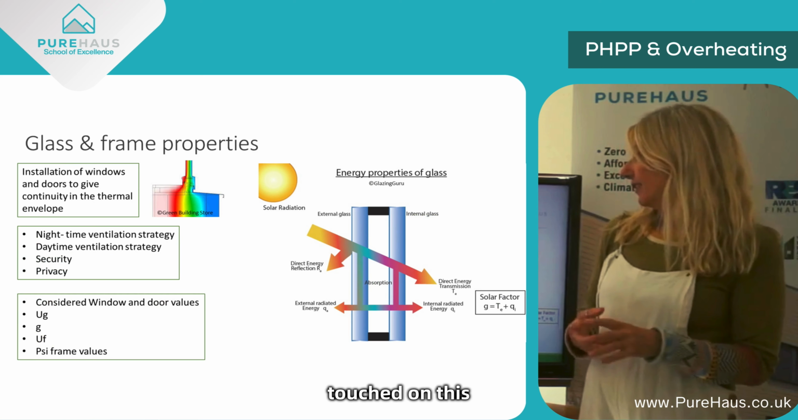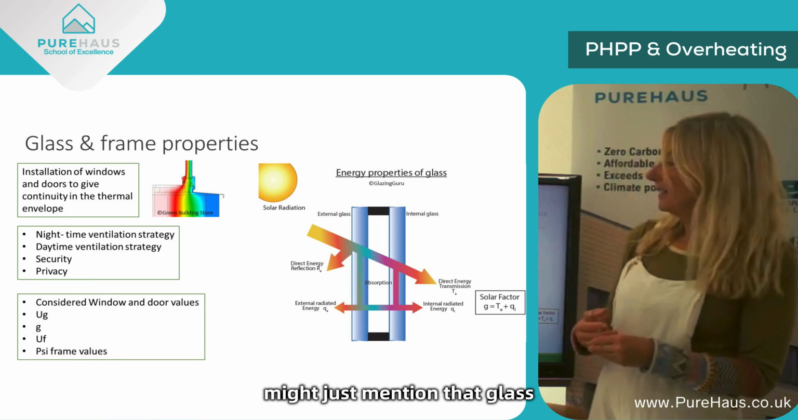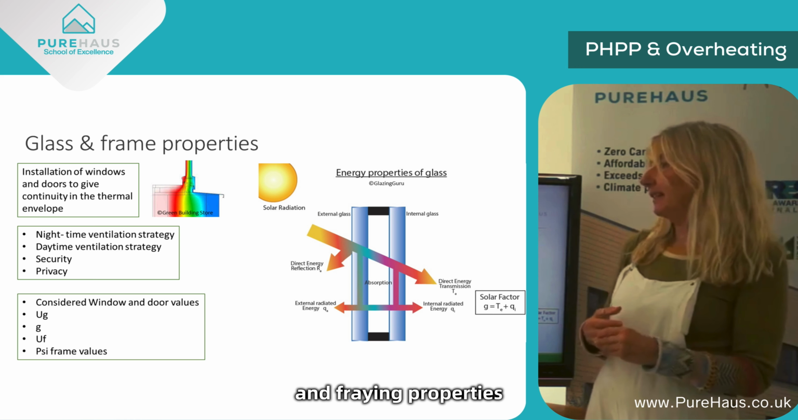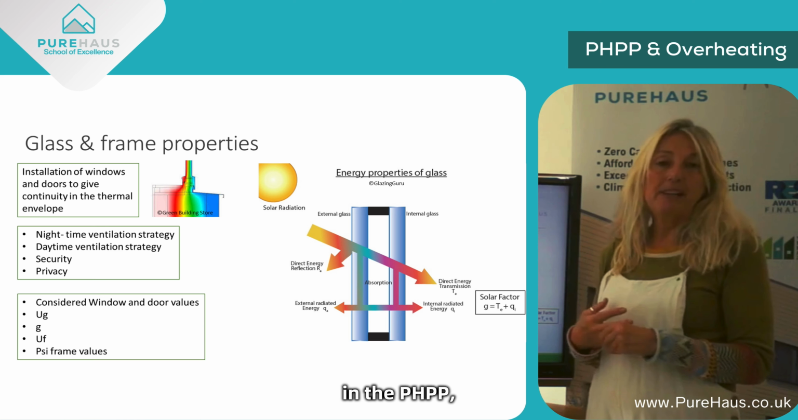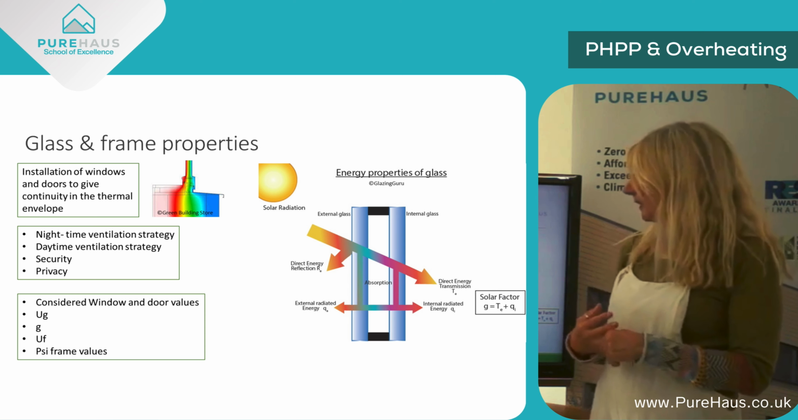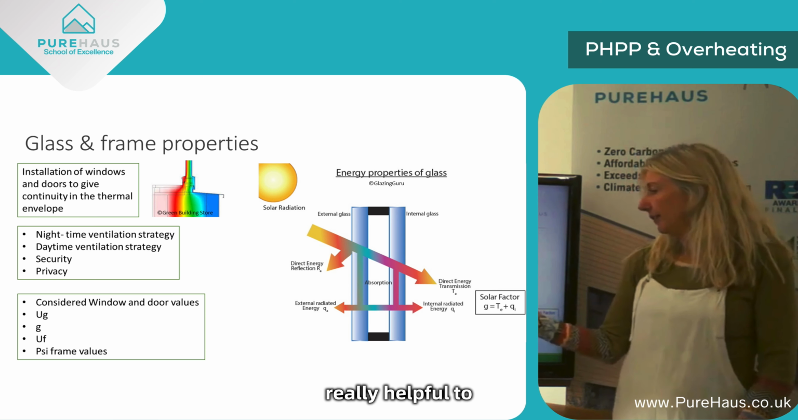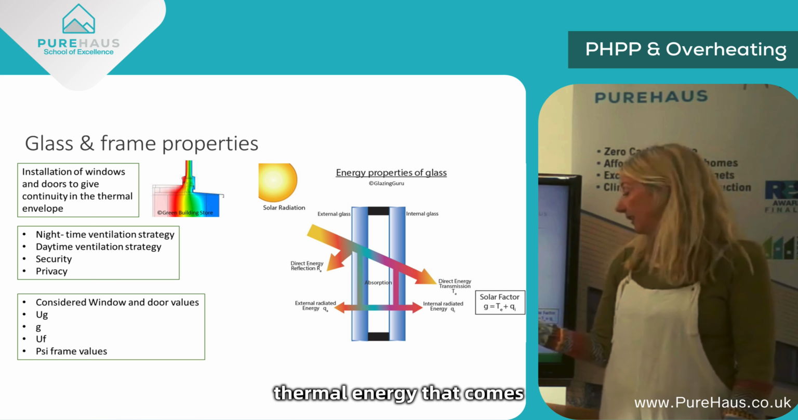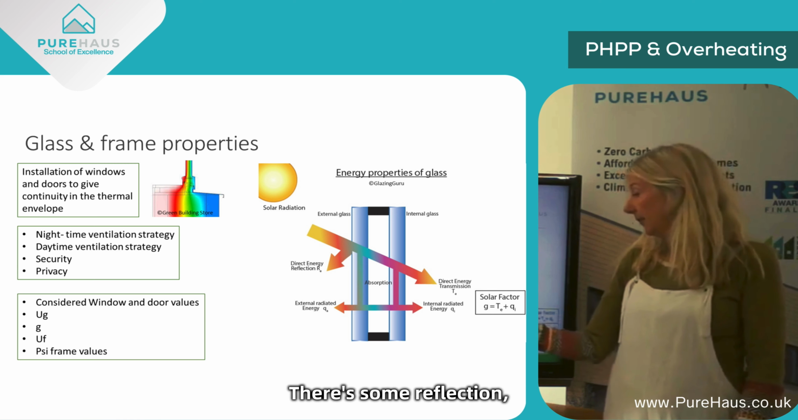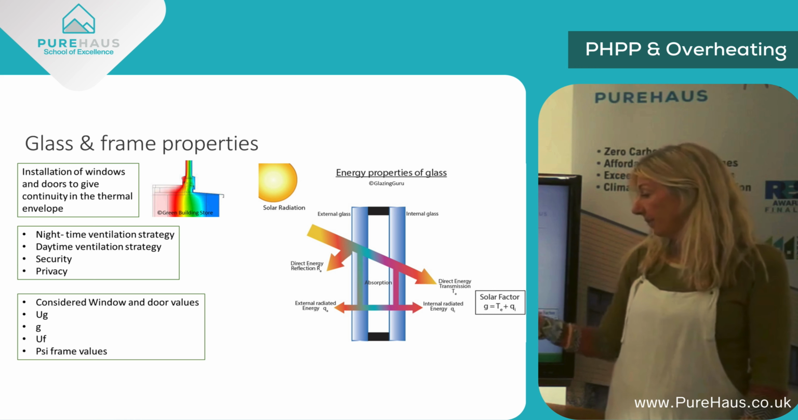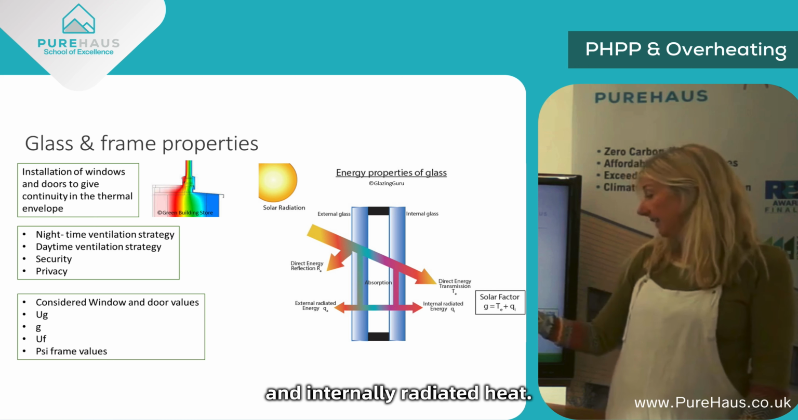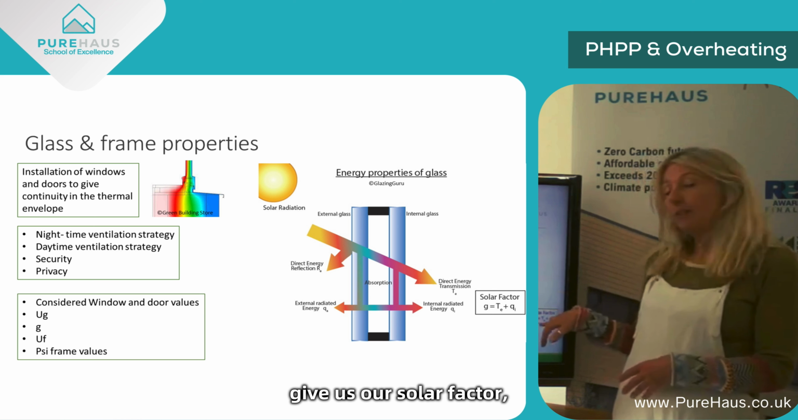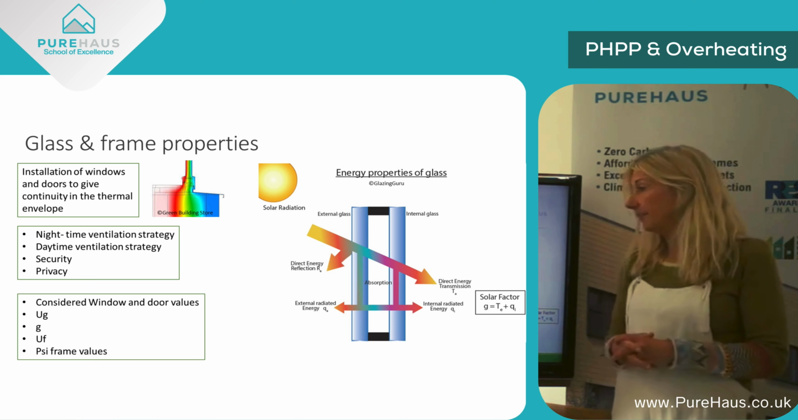And I'm sure we've touched on this in other modules, but I thought I might just mention that glass and frame properties have an impact in the PHPP. It's quite a specific set of data. This diagram's really helpful to indicate the amount of solar thermal energy that comes through the glass. There's some reflection, there's some direct transmission, there's radiated heat and internally radiated heat. These all work together to give us our solar factor, which we call the G value of the glass.